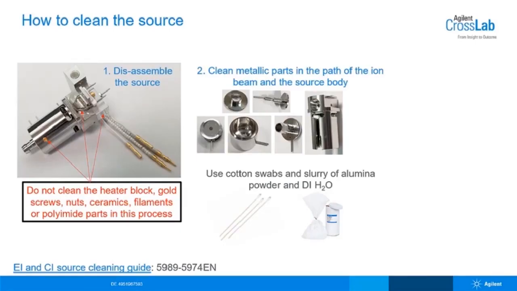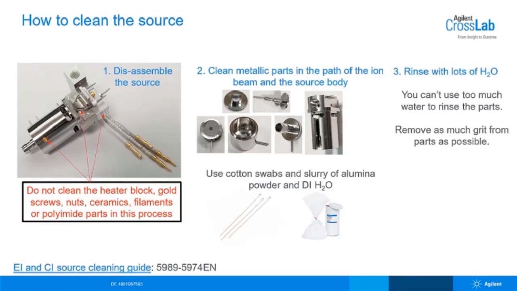Use cotton swabs and a slurry of distilled or deionized water and alumina powder or another non-bleached gentle cleaner to clean these parts gently back to a shiny surface. You do not need to put a lot of force behind these cotton swabs. A gentle cleaning does well. And try to avoid scratching the lenses, especially the repeller. If the surfaces become too scratched after many cleanings, the parts will need to be replaced.